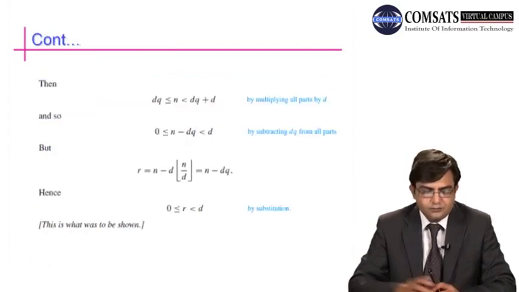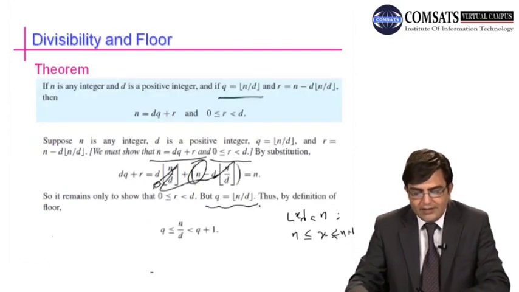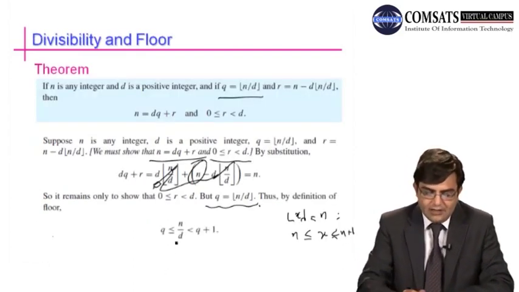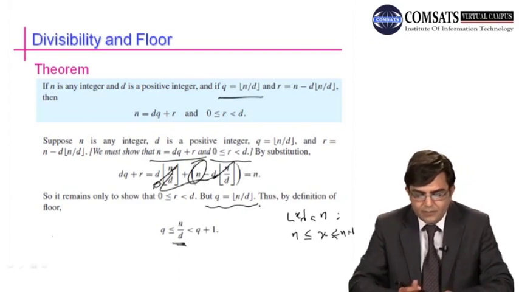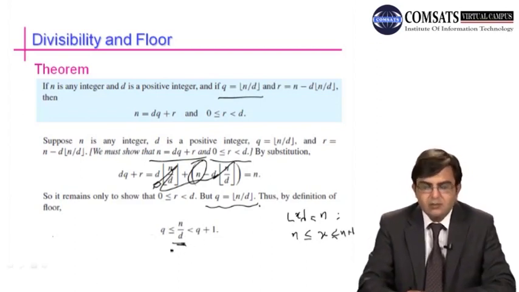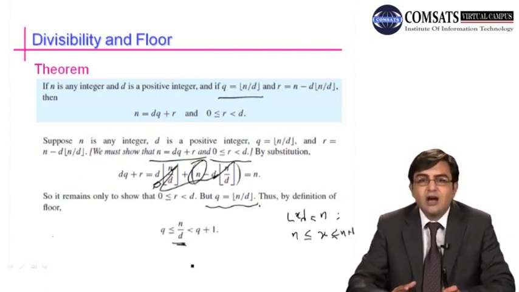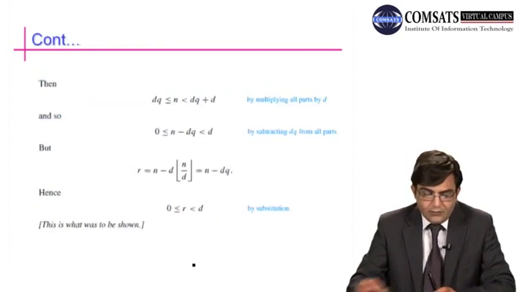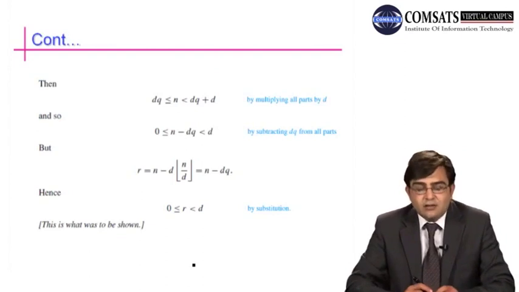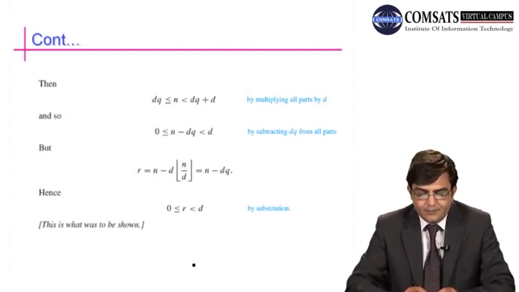So what we do in the next step, we multiply d on both sides, since we have d in the denominator. We multiply d on both sides of the inequality, you can say on all three sides. So we obtain dq is less than or equal to n less than dq plus d.